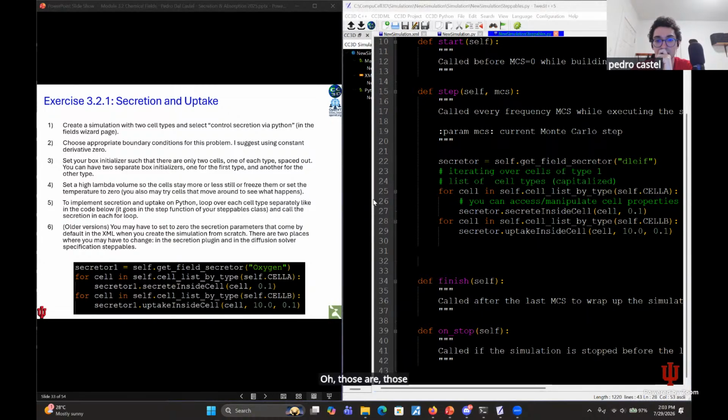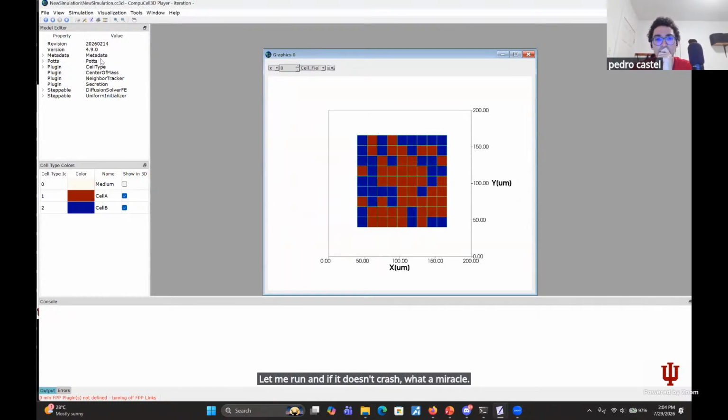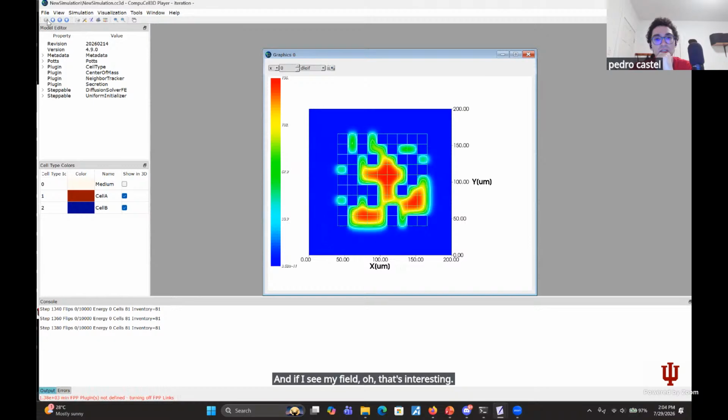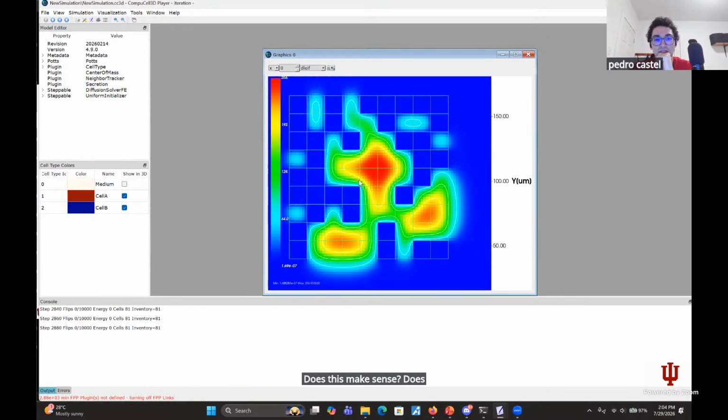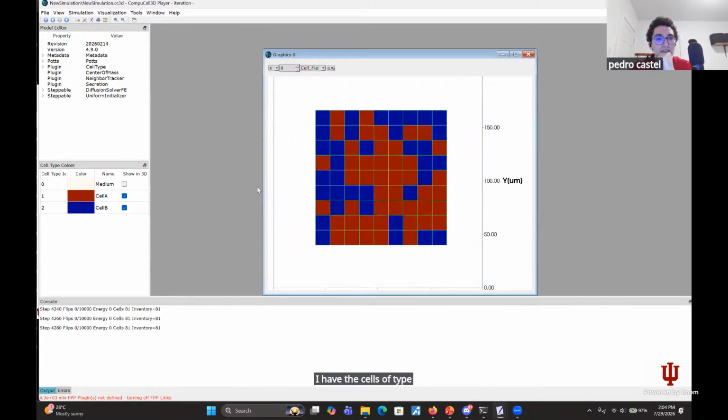Oh, those are very nice results. Perfect. Okay, and they should be good to go. Let me run. And if it doesn't crash, what a miracle. Oh yeah, nice. So it's not crashing. And if I see my field, oh, that's interesting. Does this make any sense? Yeah. I have the cells of type A, which are the red cells, secreting, and the cells of type B are absorbing.